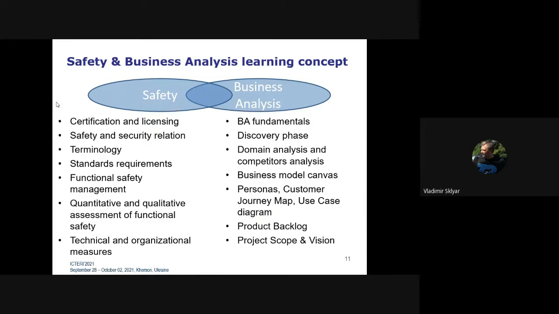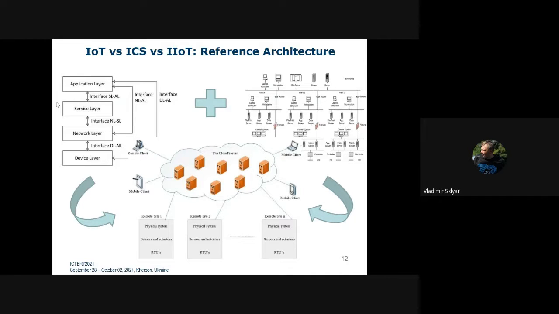We try to make a superposition of the safety learning concept and the business analysis concept. For learning safety issues, we focus on points such as certification and licensing, safety and security relation, related terminology, standards requirements, process management, quantitative and qualitative assessment, and technical and organizational measures. Points related to business analysis include fundamentals, description of the discovery phase, domain analysis and competitor analysis, business models, and some specific exercises like persona, customer journey map, and so on. This is our main subject of learning.